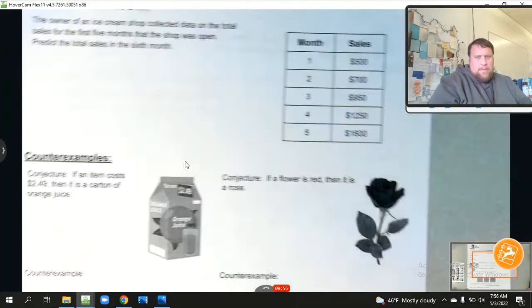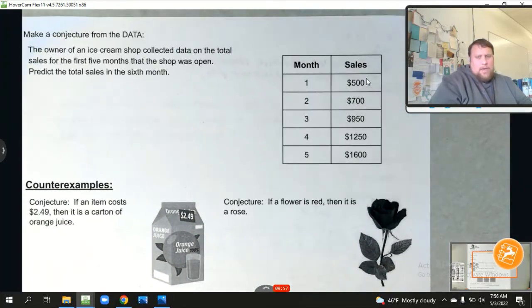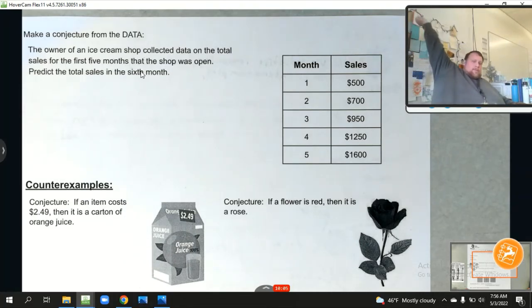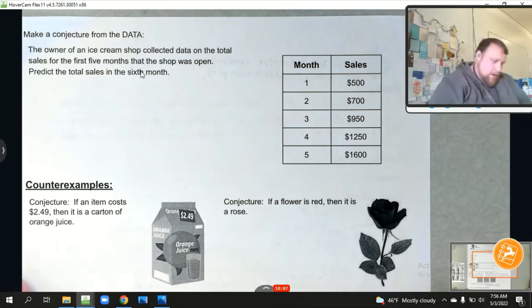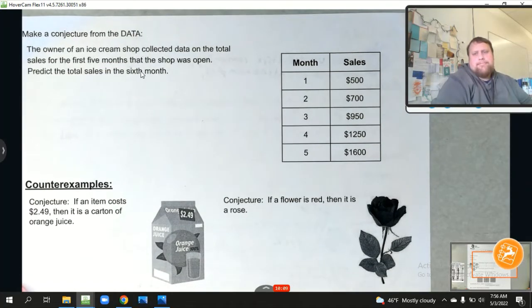Now take a minute. See if you can look at a pattern in the data and figure out. It says the owner of an ice cream shop collected data on the total sales for the first 5 months that the shop was open. Predict the total sales in the 6th month. Okay, go ahead and do that. Take a minute, pause me.